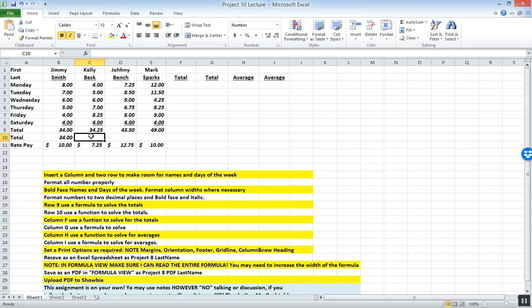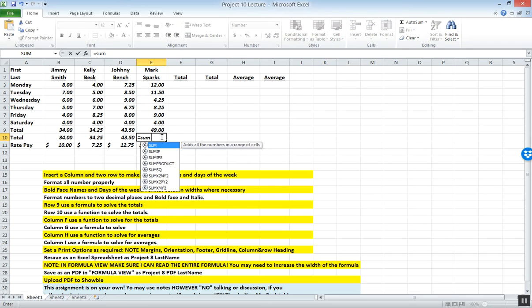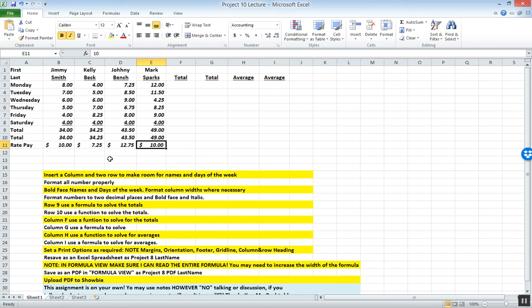Then we come here and we are going to, once again, go equal, sum, beginning parenthesis. And we are going to highlight those in parenthesis. We're going to go equal, sum, highlight, and last but not least, equal, sum. And we know our formulas are right because the functions are equaling what the formulas were for this.